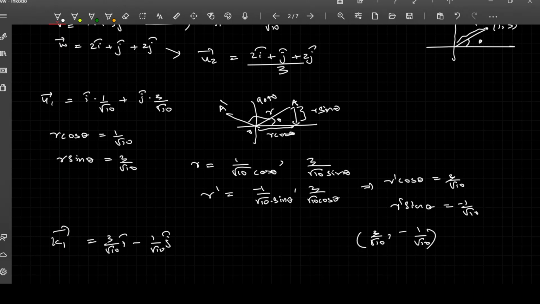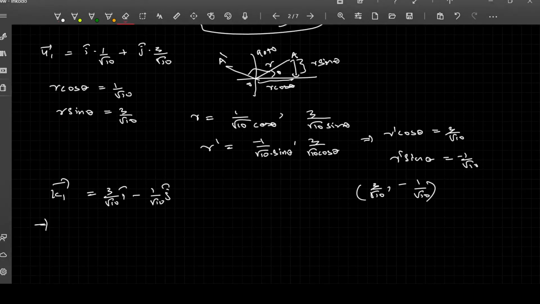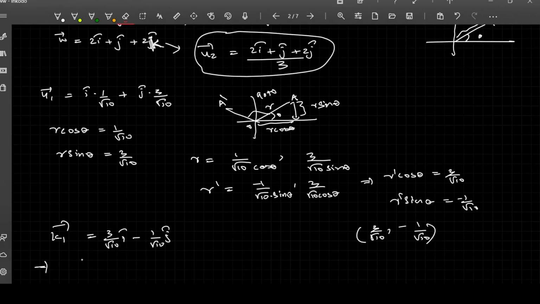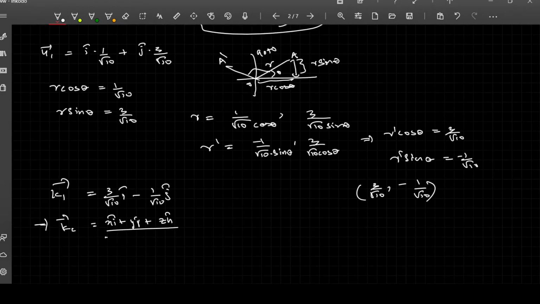And coming to the second one. In the second vector, we have the vector w bar equal to 2i cap plus j cap plus 2k cap. Fine. To find the perpendicular vector to this, let us assume a vector k2 vector to be xi cap plus yj cap plus zk cap divided by root over x square plus y square plus z square. This is the vector we are taking, and it must be a unit vector because that is what they have asked in the question.